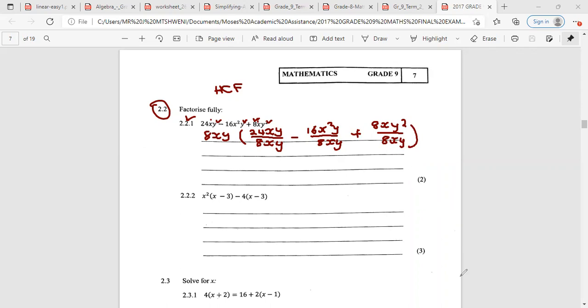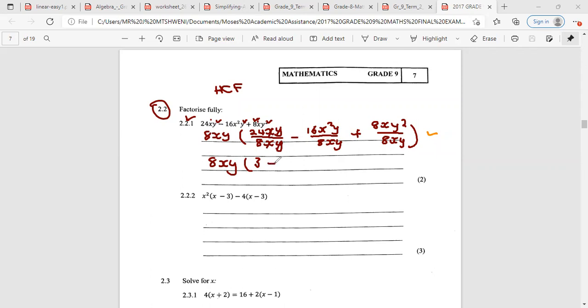Why am I including this step? So that you don't make mistakes, and you can understand how we arrived at the answer. Then you drop down the 8xy and begin to solve. Open your brackets. What is 24 divided by 8? 24 divided by 8, you get 3. x cancels x, y cancels y. You're left with 3 here.